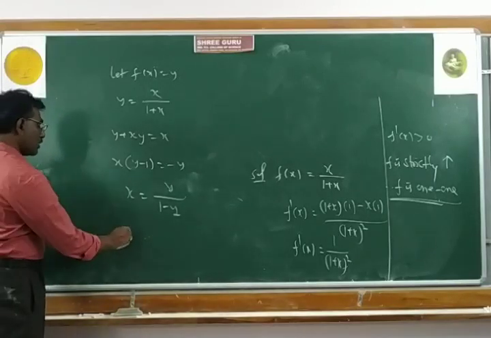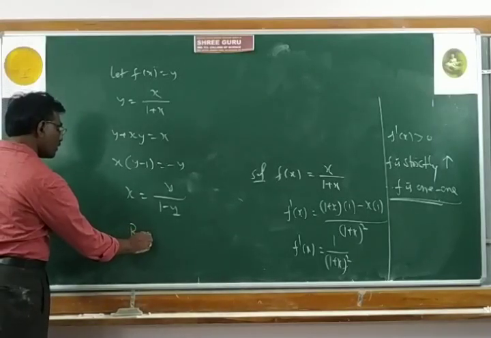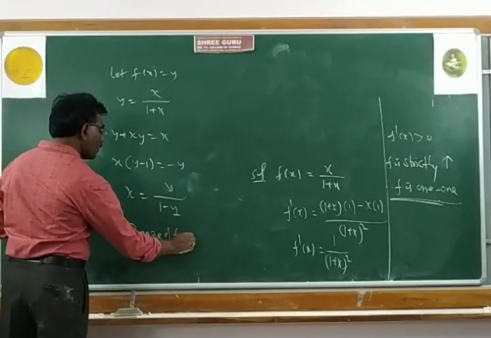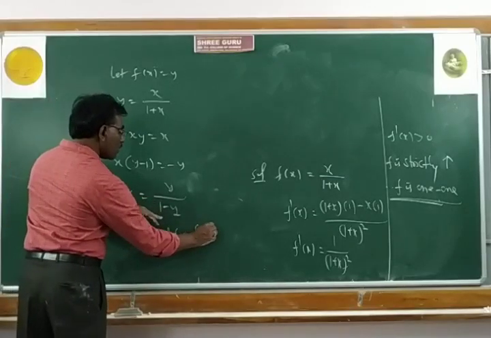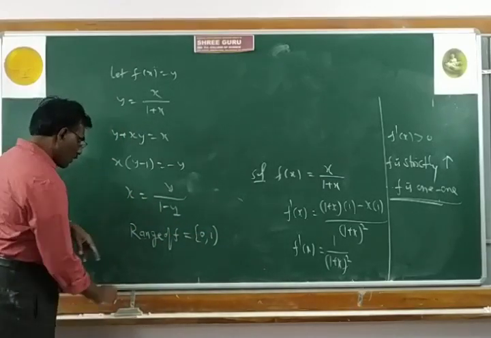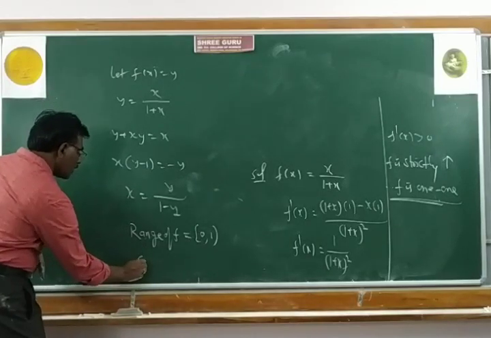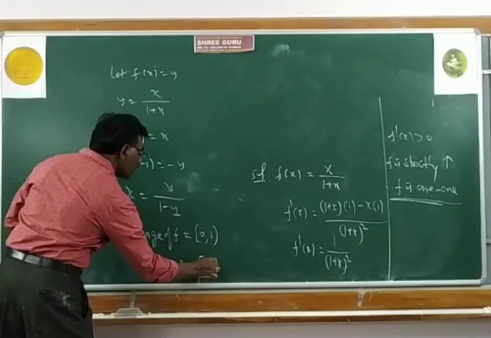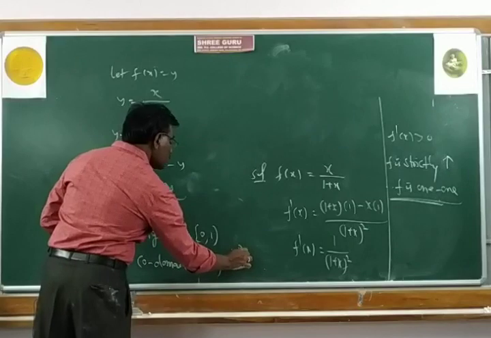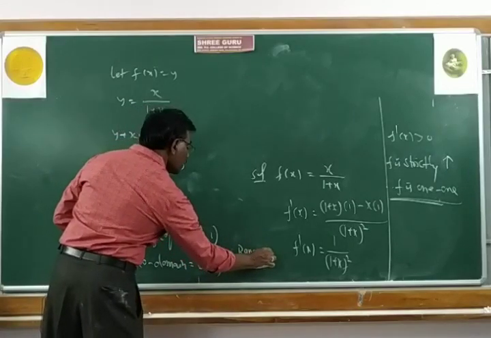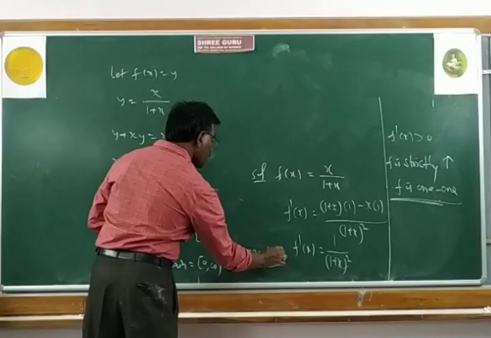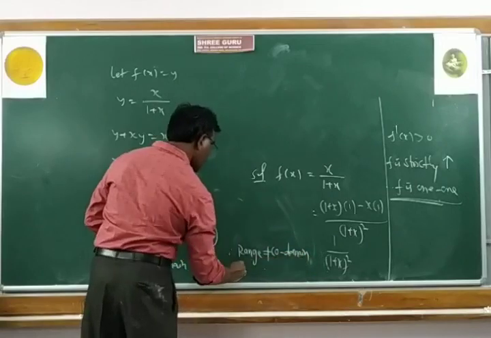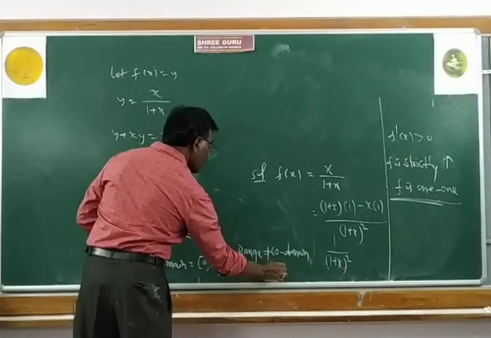The codomain is 0 comma infinity. But here, what is the range? Range of f equals the open interval 0 to 1. But what is the given codomain? 0 comma infinity. Therefore range not equal to codomain. Therefore f is not onto.